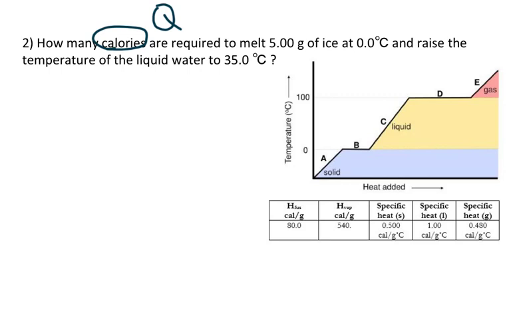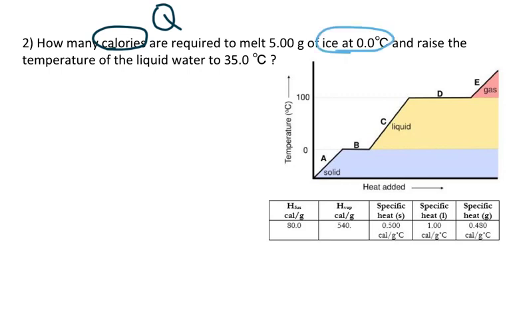In the next problem, like most of these problems, we're solving for Q: the amount of calories that are required to melt 5 grams of ice at 0 degrees Celsius and raise the temperature of the liquid water to 35 degrees. One of the things that you're going to notice is the importance of actually taking the time to map these problems out so that you know how many steps you will have to do in order to solve the problem.